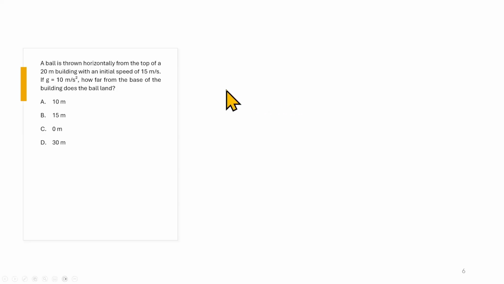Next question says, a ball is thrown horizontally from the top of a 20 meter building with an initial speed of 15 meters per second. So that's going to be 20 meters, and the velocity is 15 meters per second. And of course, that's the initial velocity. How far from the base of the building does the ball fall? So we've seen a million times this. There's going to be a parabolic shot.